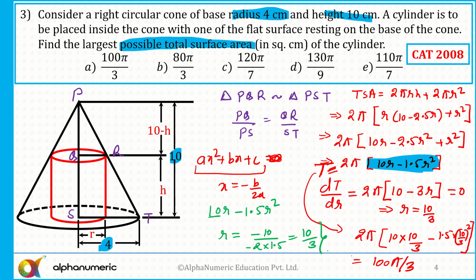So you can use any of the approaches. Of course, if you know just the very basics of differentiation, then a lot of questions similar to this can be solved quickly. If we substitute r equal to 10 by 3, we get the answer, which comes out to be 100 pi by 3. So the correct answer for this question is 100 pi by 3. I can highlight this 100 pi by 3.